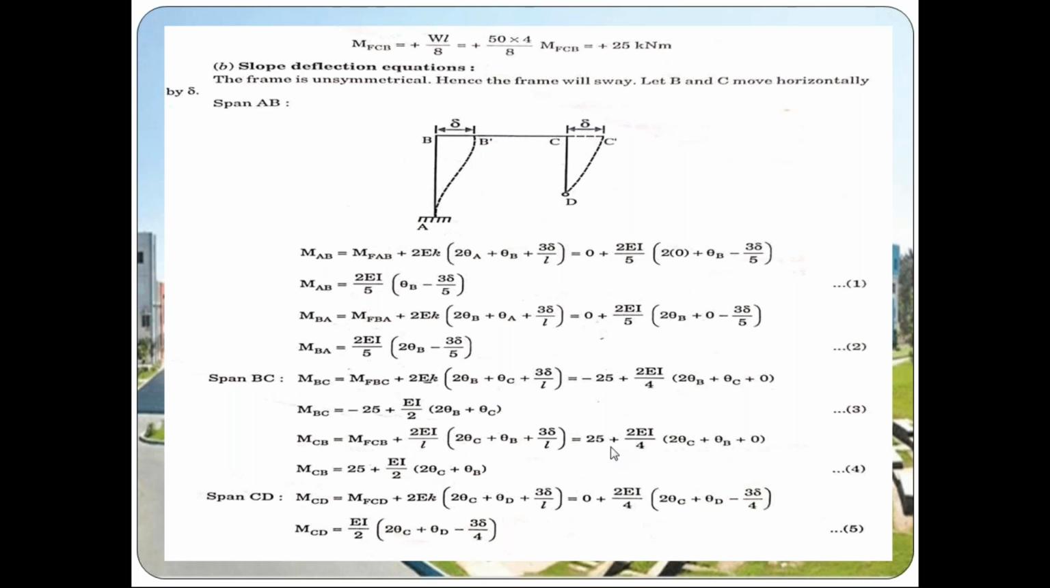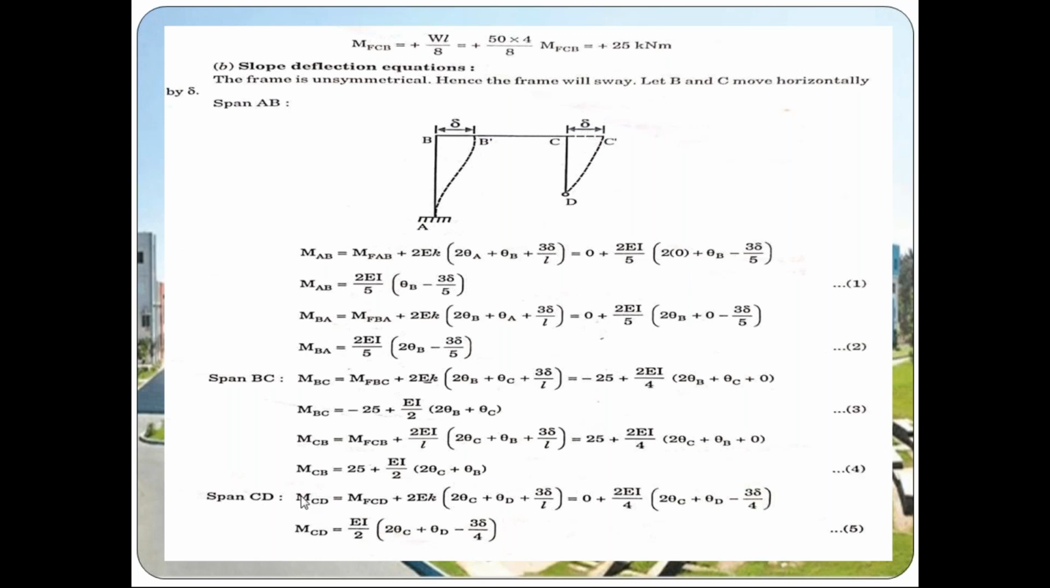M of CB is plus 25 plus 2EI by 4. Okay, L is the span length of BC, that is 4, into 2 theta C plus theta B. These two are unknowns. Okay, finally MCB equal to 25 plus EI by 2 into 2 theta C plus theta B. This is equation number 4.